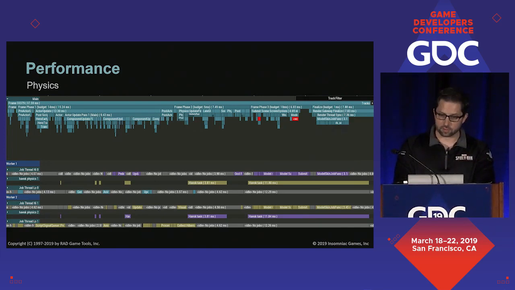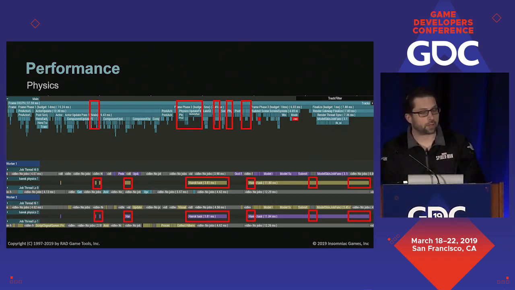The first is physics. Here's a typical frame where things have gotten bad, and I'm going to highlight the parts of the frame where physics creeps up as the bot count rises. Here it is on the main thread, and then here it is on 2 of our 4 worker threads. It's many, many milliseconds spread out over all the cores, and while it isn't all directly resulting from bots, it does grow proportionally as the bot count rises.